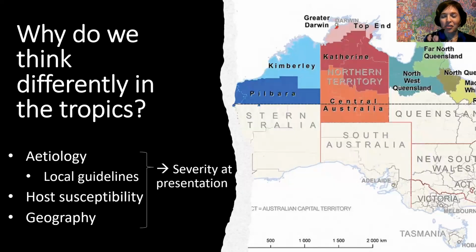So why do we think differently in the tropics? When it applies to pneumonia, this is really because, as many people will know, the etiology does differ in the top end of Australia compared to other parts of Australia, given our endemic tropical pneumonia pathogens. And this therefore influences our local guidelines, obviously. But in addition to that, there's differing host susceptibility, with high rates of some of the risk factors that lead to high rates of severe pneumonias, and also our geography, whereby a lot of people live very remote from health centres, certainly from tertiary care. All of these things contribute to often quite severe presentations.